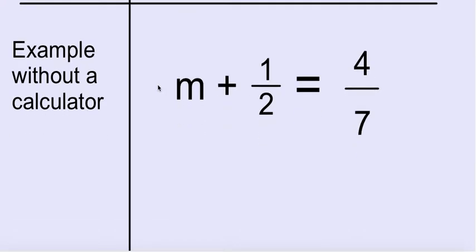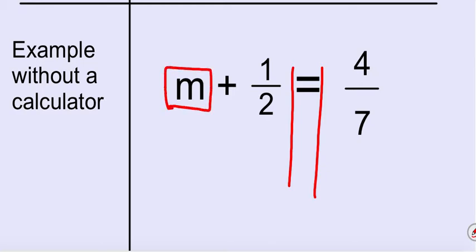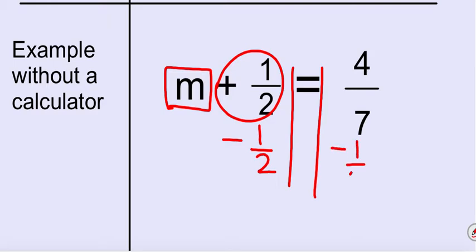Step 1 was to draw your railroad tracks. Step 2 was to determine what was bothering the M, and in this case, it's a positive 1/2. Then the rest of step 2 would say to do the opposite. So the opposite of a positive 1/2 is a negative 1/2. Step 3, we had said that whatever I do to one side, I need to do to the other in order to keep the equation balanced.